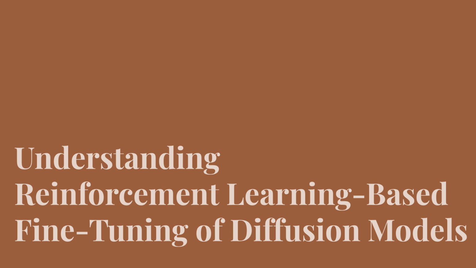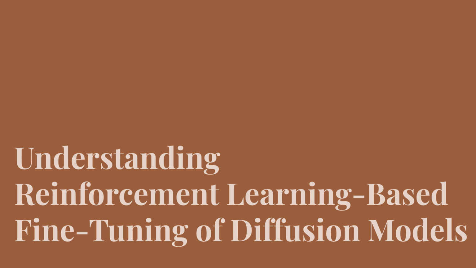Absolutely. Let's start with the core concept. Can you give us a quick overview of what this paper is all about? Sure thing. This paper is essentially a tutorial and review of methods for fine-tuning diffusion models using reinforcement learning techniques. The goal is to optimize these models for specific downstream tasks or reward functions. For example, you might have a diffusion model that generates images, but you want to fine-tune it to create images with higher aesthetic scores or better align with human preferences.